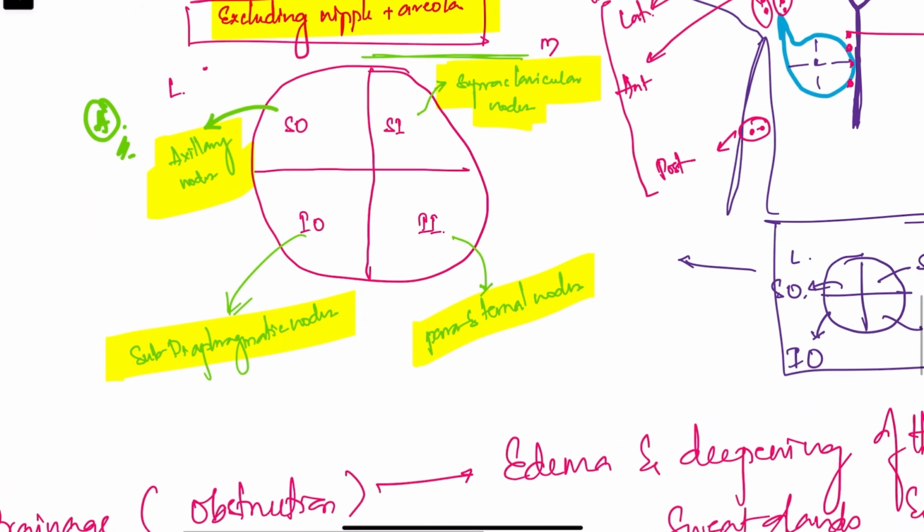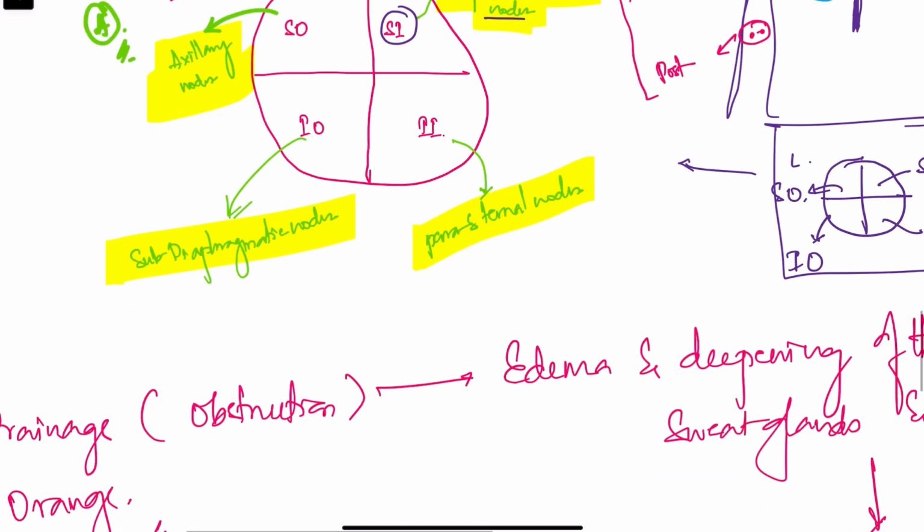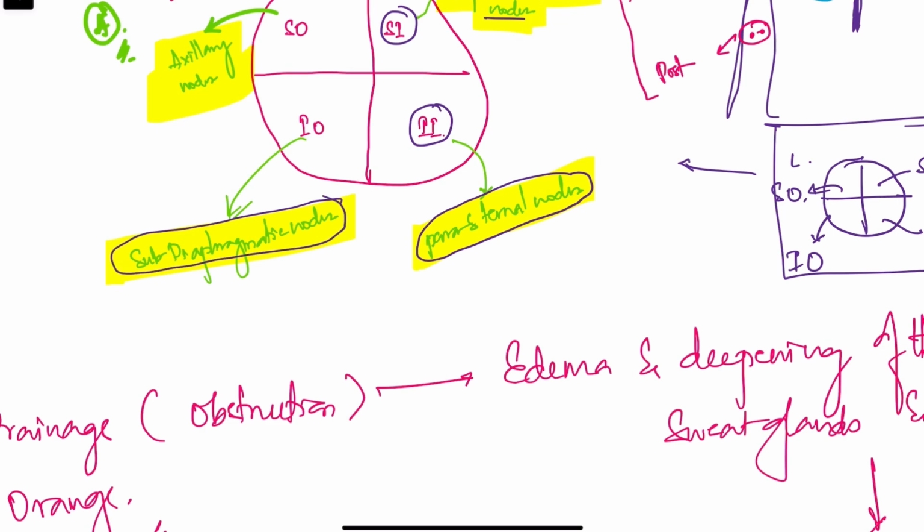So in superior inner, supraclavicular nodes will be draining. Inferior inner, we have parasternal nodes. Then inferior outer, we have subdiaphragmatic nodes. Then superior outer, axillary nodes.